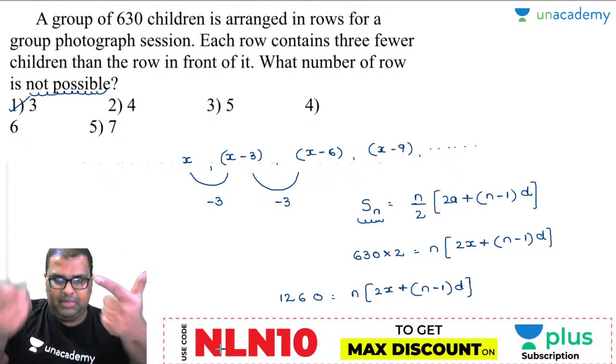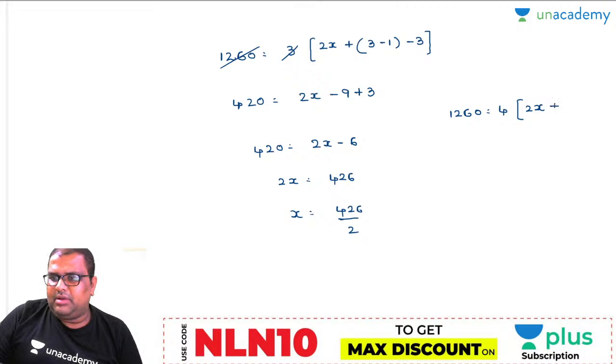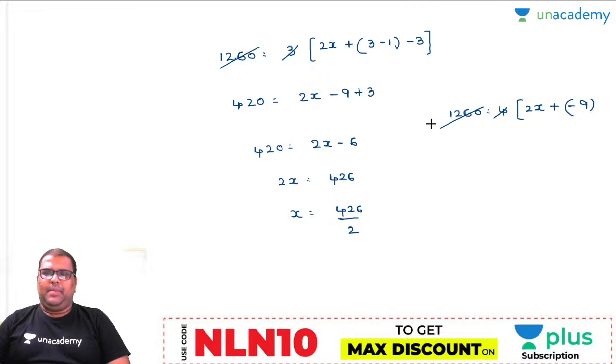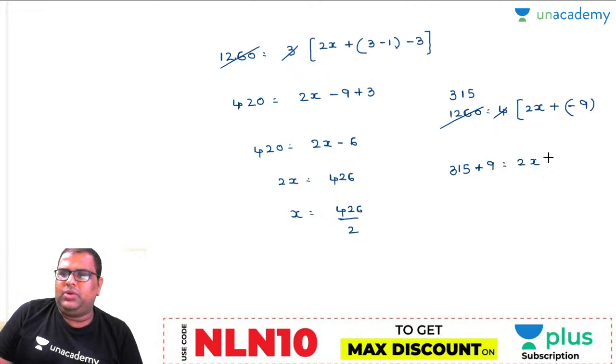Yes. Now in the same way, substitute 4 there. 1260 is equal to 4 into 2x plus, here 4 minus 1, which is 3, so this is minus 9. Am I right or wrong? 4 minus 1 is 3, 3 threes are 9. Am I doing it correctly? Yes, 3 threes are 9. So 4 threes are 12, 4 ones are 4, so 315. So 315 plus 9 is equal to 2x. Yes, this is divisible by 2, and 4 is also possible.